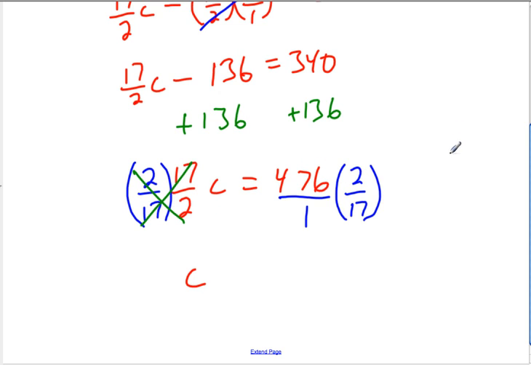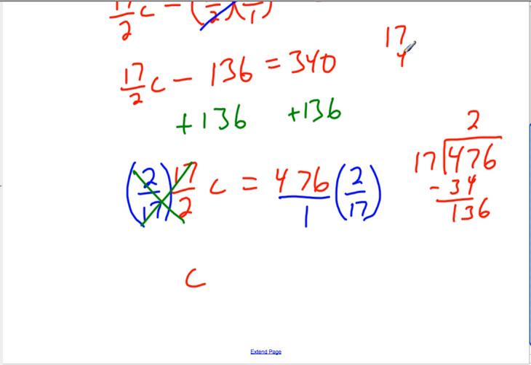So 476 divided by 17 is, we got a 2. We got a 13, 136, which, let's see, 17 times, I don't know, 17 times 4 maybe? No, that's too small, obviously. Let's try 8. 6, 5, 8, 9, 10, 11, 12, 13, sure enough. So 28. So when you cross these out, you get 28, and so C equals 28 times 2, which is 56.